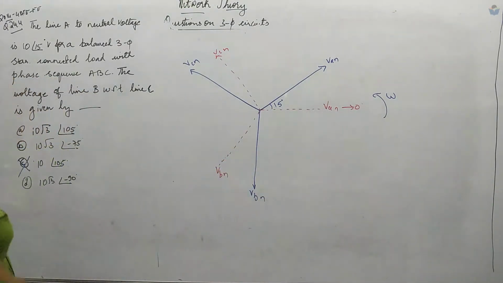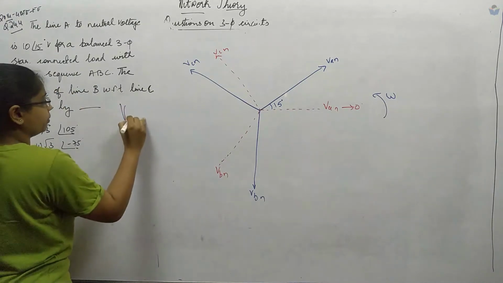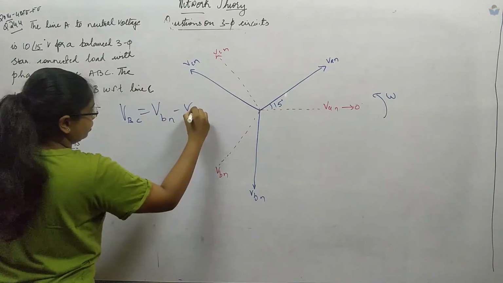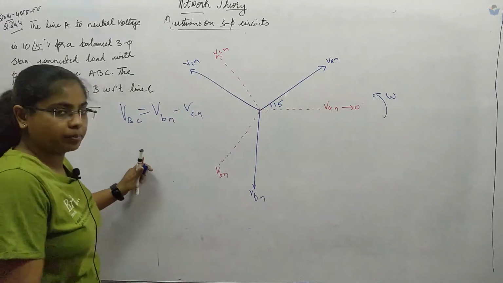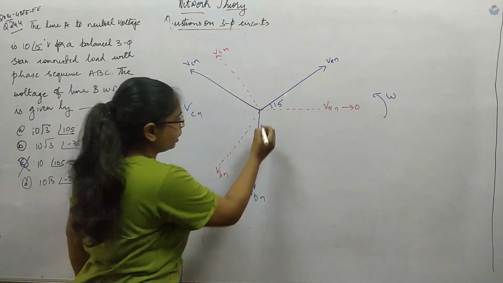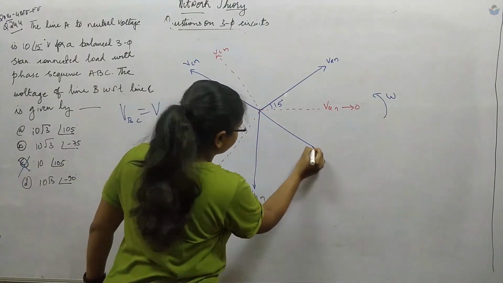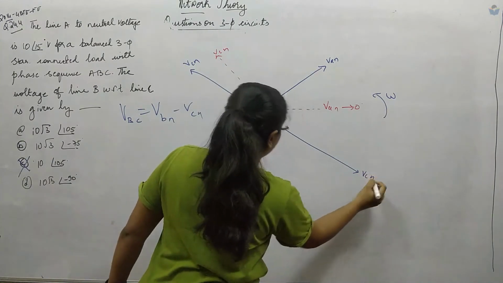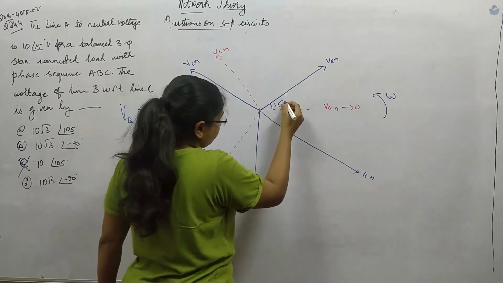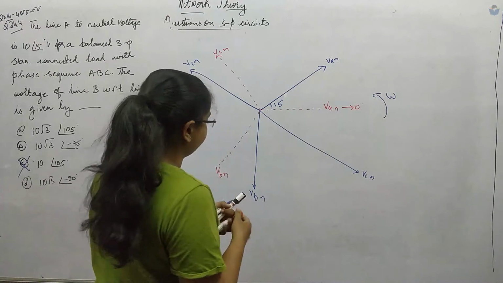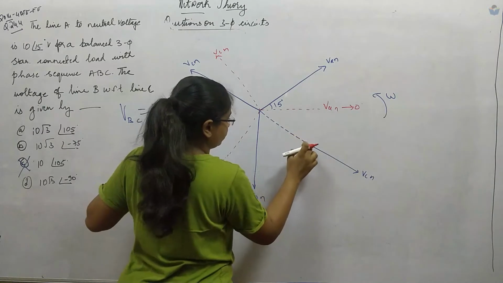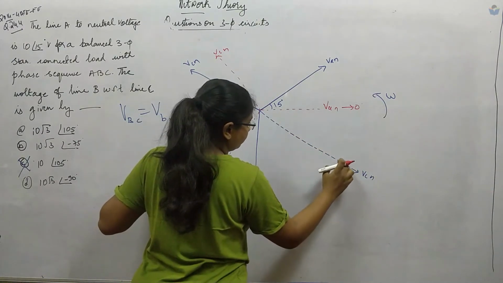Now what they have asked us is to find the line voltage between B and C. So this can be written as VBN minus VCN, correct? We have seen in the previous lecture how this has come. Now this is positive VCN, I can take this as negative. What is the angle? Till from here to here, I'll do it with red color. We will just cut this line so that there won't be confusion. This is negative VCN.